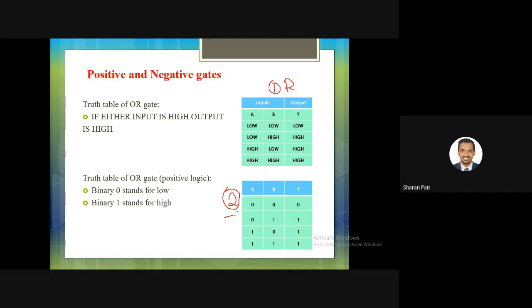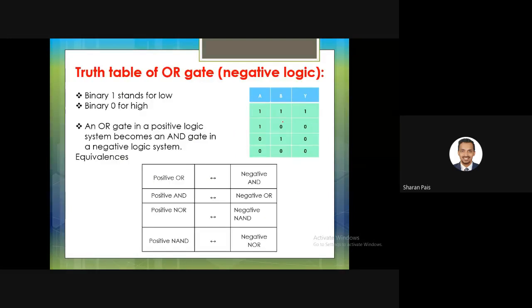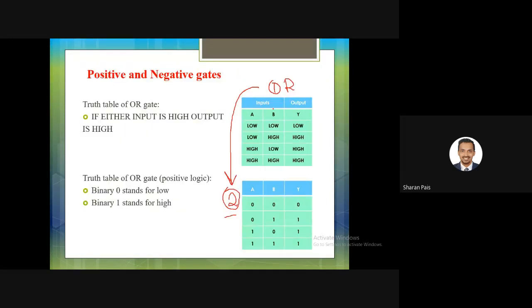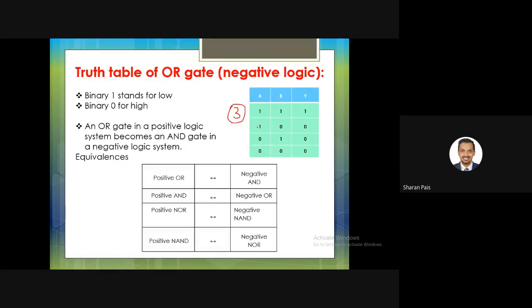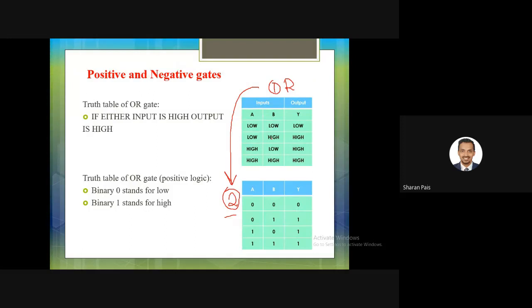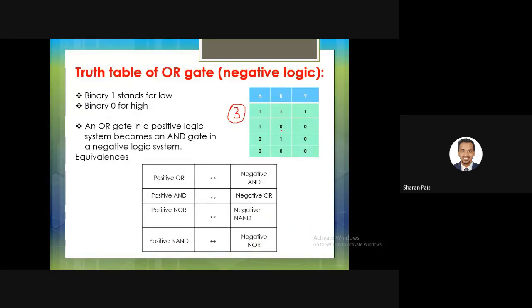The second table is constructed from the first table using positive logic. Wherever I have low, I'll write 0, and wherever I have high, I'll write 1. That's the usual way. But the third table follows negative logic. From the first table, wherever I have low, I'll write 1, and where I see high, I'll write 0.